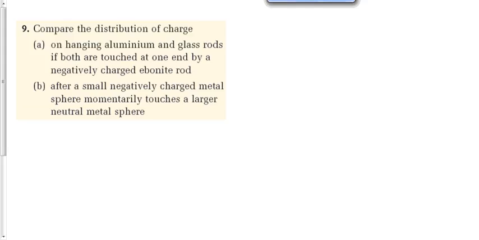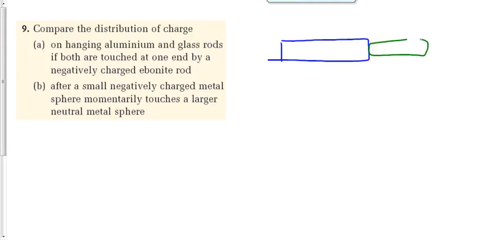We have an aluminum rod. It's hanging, so assuming it's not grounded here. Both are touched at one end by a negatively charged ebonite rod. So we're going to make our negatively charged ebonite rod, whatever ebonite is. What's going to happen to the protons in that aluminum rod? Nothing, right? What's going to happen to the electrons?